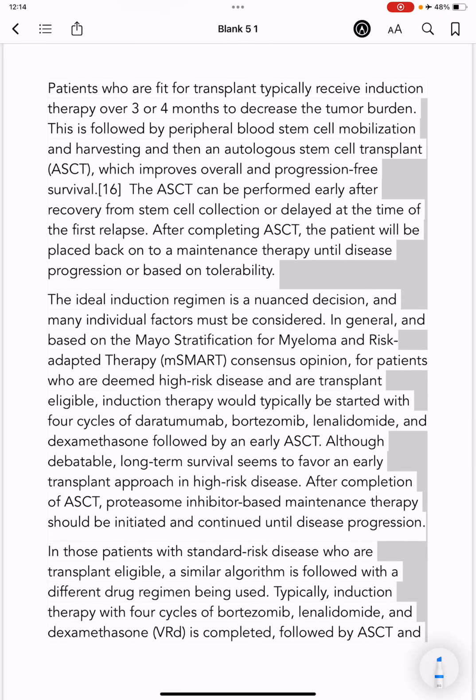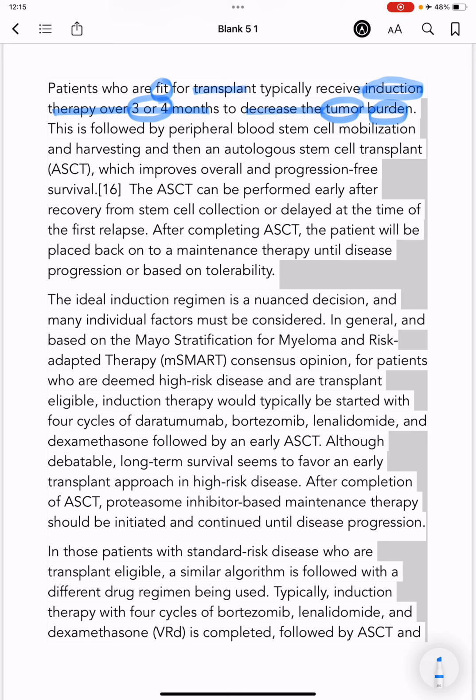So now we think that this patient is fit for transplant. Those patients who are fit for transplant should receive induction therapy over 3 or 4 months to decrease the tumor burden. So we have selected one patient who is fit for transplant, and I will do the transplant for this patient. He has to receive induction therapy over 3 or 4 months. Why induction therapy? To decrease the tumor burden.